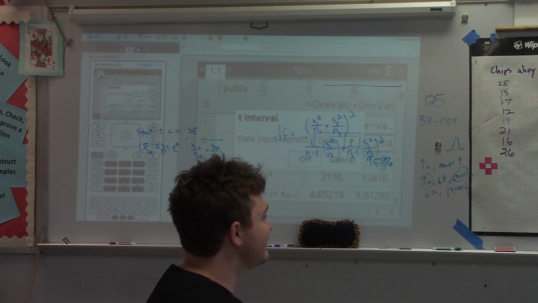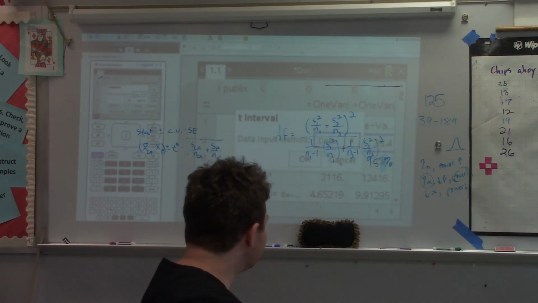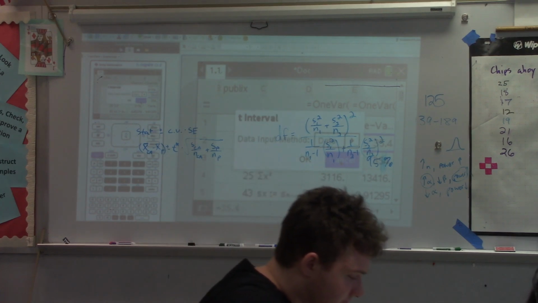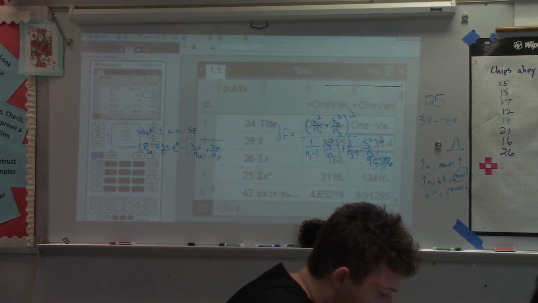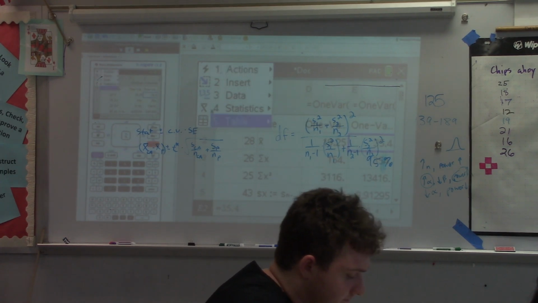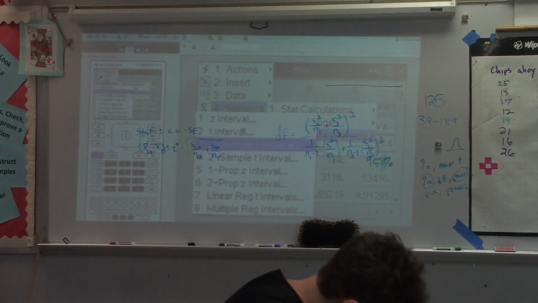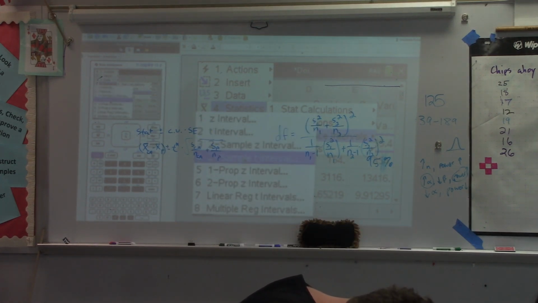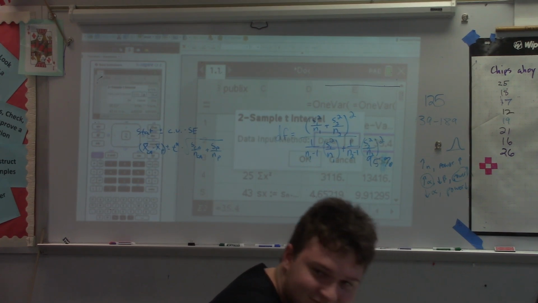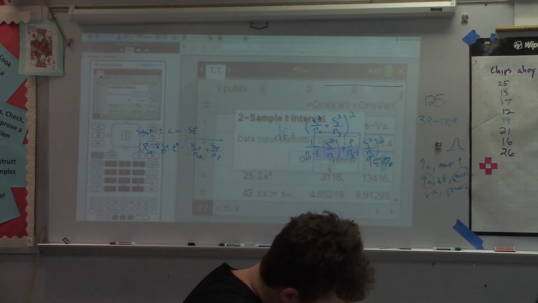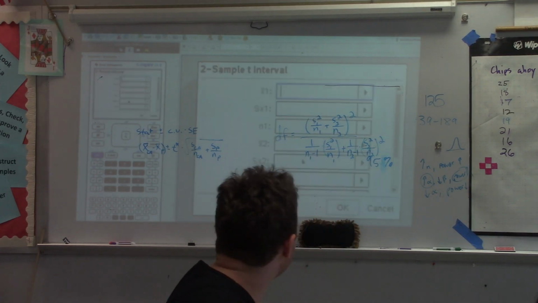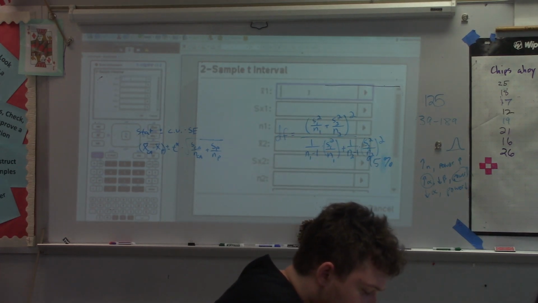Maybe. Alright, so let's look at our T interval. Okay, now first off, I went to T interval. I don't need a T interval. We need a what kind of interval? We need a 2-sample T interval. So confidence interval, 2-sample T interval. And let's go ahead and put in statistics for now. We already have it written out. I'll show you the difference in a second. Alright, what's our first mean again?